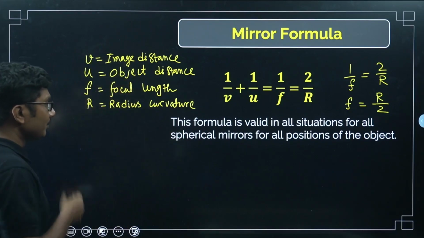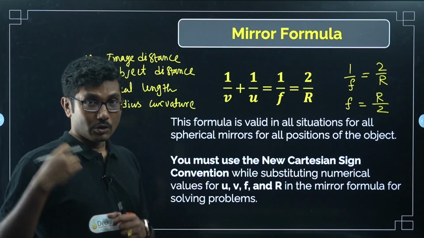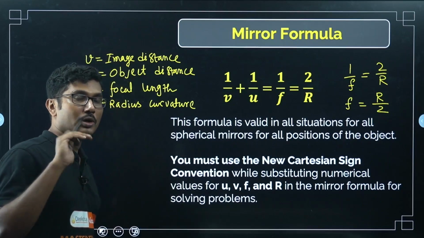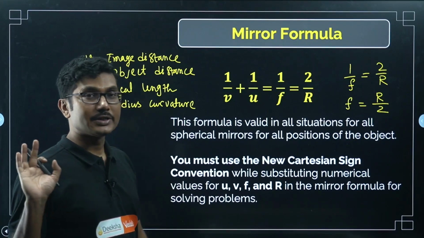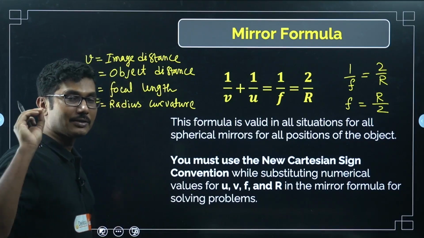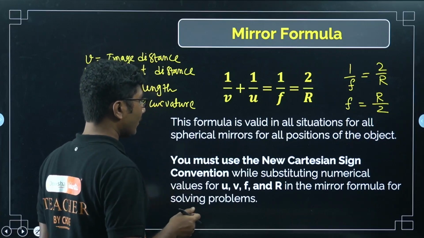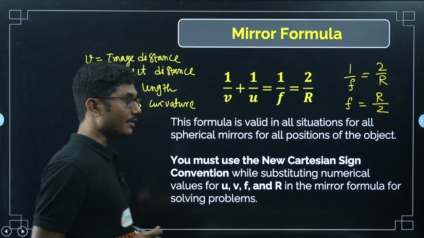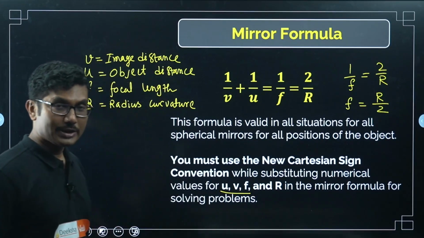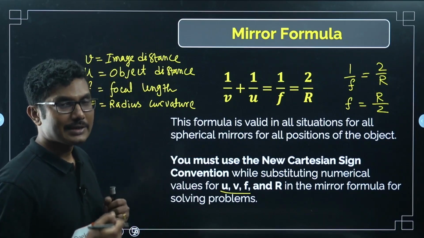Also, you must use the new Cartesian sign system that I explained to you. There are some old Cartesian systems, different kinds of systems, but the new Cartesian sign system is the accepted system and it is widely used now. Whilst substituting the numerical values of U, V and F, you have to find if U is positive or V is positive or F is positive. Similarly, if U is negative or V is negative or F is negative.